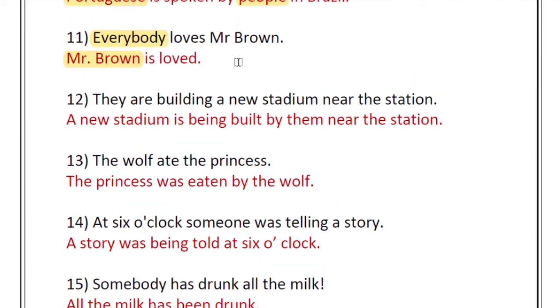See, direct, indirect, active, passive is not directly going to tell you that, okay, change it to passive. No, but the first part will be given as is. Let's see number 12. They are building a new stadium near the station. Imagine you are given this sentence, they give only this part and then dot dot dot, a new stadium dot dot dot. Then you must know how to change from active to passive or passive to active, isn't it? Otherwise, how will you do it correctly?